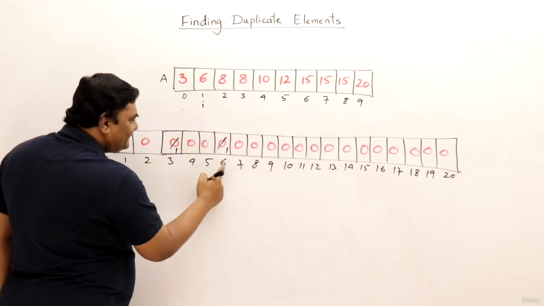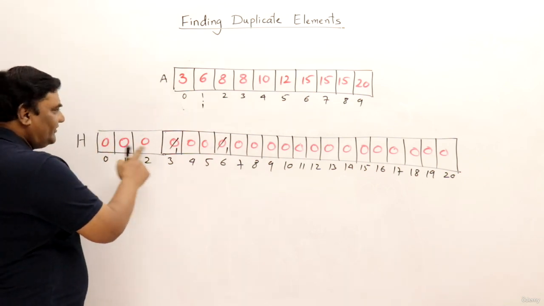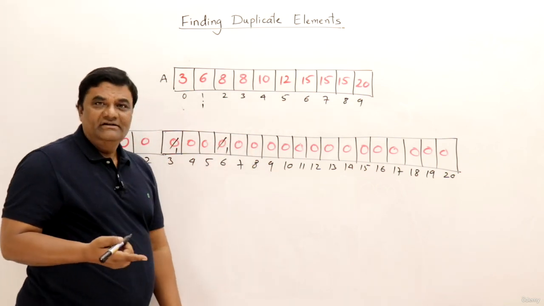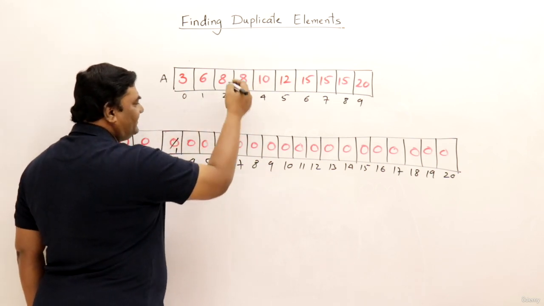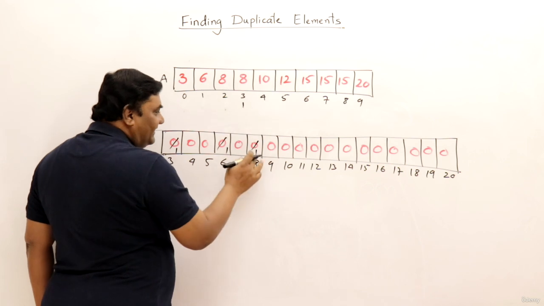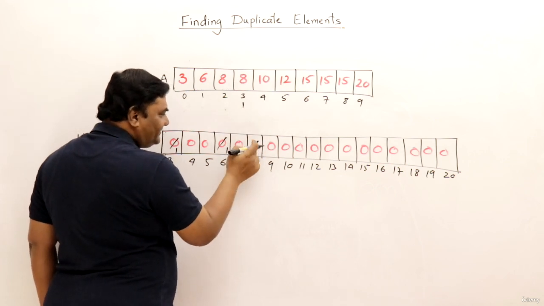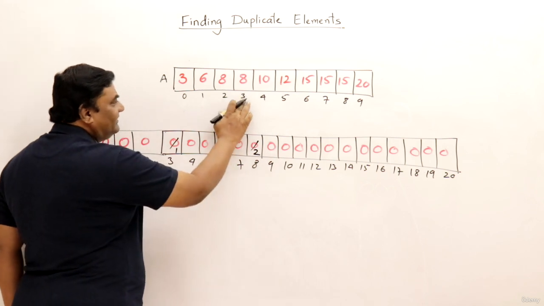See, going to index 6 and marking it as 1 takes just constant time. I have to say h of 6 plus plus. That's it. It's simple. Then go to the next element, 8, mark it as 1, increment it, right? Actually this was 0, so I have marked it as 1. Now again 8 means make it 2, increment it.